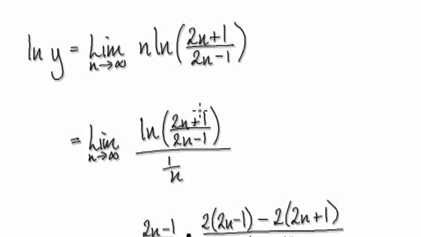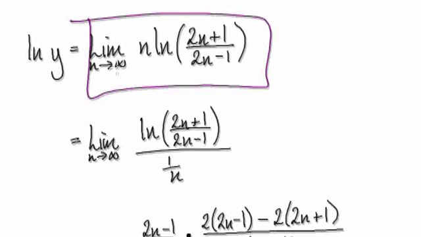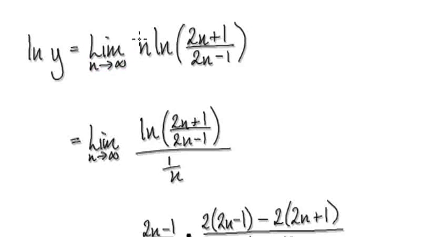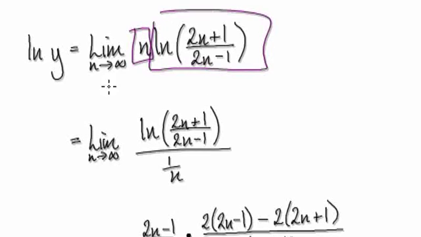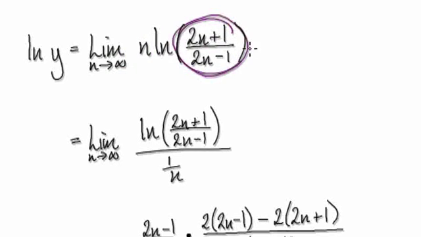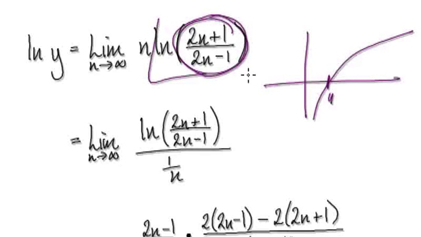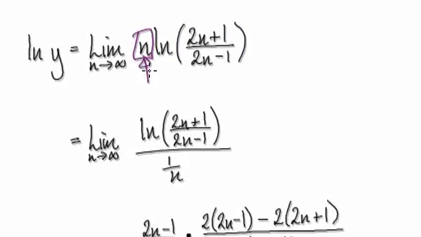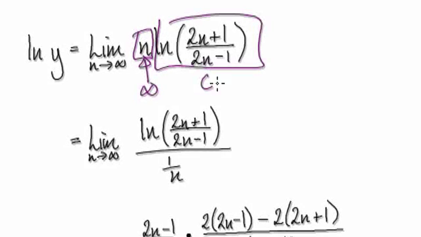So now let's check it. Let's try and evaluate this limit. As n tends to infinity, here you've got one block multiplying another block. This is going to head towards infinity, and then this thing here, as n gets bigger and bigger, is going to head towards 1. If you look at the natural log graph, 1 is here. So this block here will head towards 0. So this block here is heading towards infinity, and this block here is heading towards 0. This is an indeterminate form.